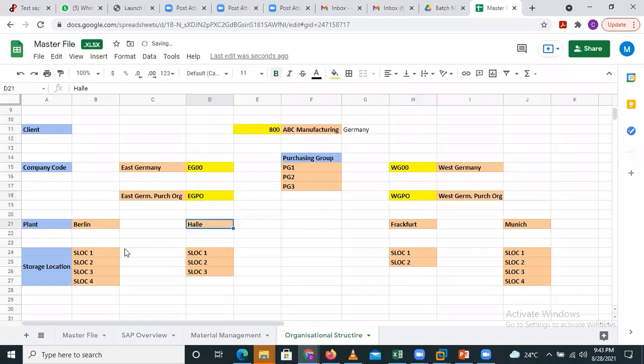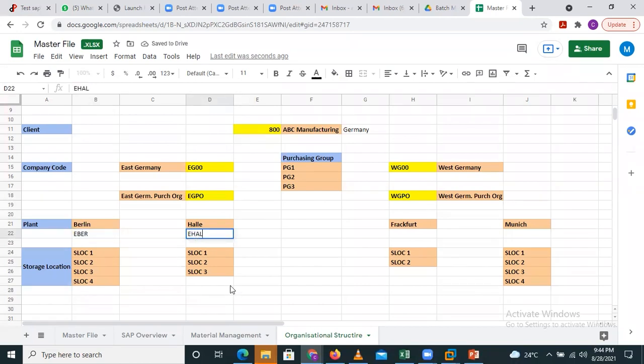Again, plant is a 4-digit alphanumeric key. It can be a number, or a combination of alphabets and numbers. I'm giving some naming conventions for the Berlin plant. Berlin plant belongs to East Germany, so I'll start with E and BER.